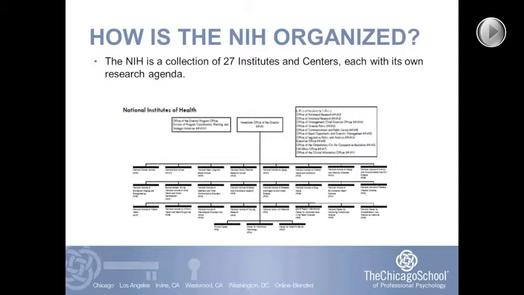And as we go through the next few slides, I'm going to highlight a few that I think will be of particular interest to TCSPP students and faculty because of their specific focus. But there are 27 different institutes and centers, all with their own research agenda and priorities. So if your work doesn't fit in one place, it's very likely that it might fit somewhere else.